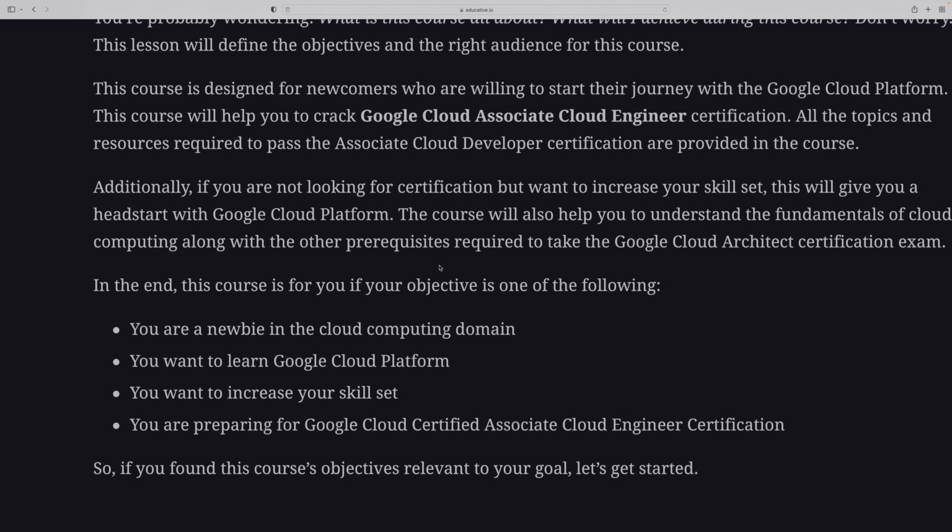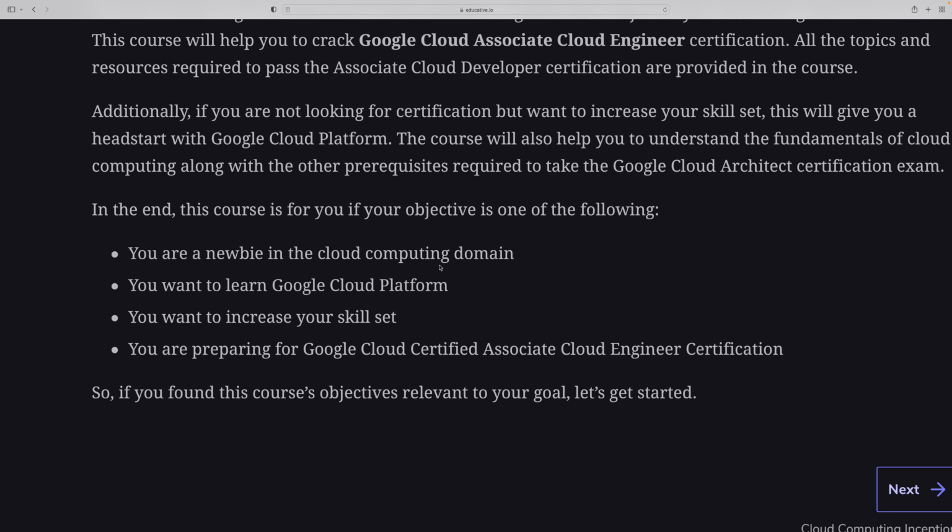the GCP architect exam. So if you are a newbie in GCP, it is good to learn. If you are giving an interview for GCP or any other data engineer role, it's good to start. If you want to increase your skill set, this is the course for you.